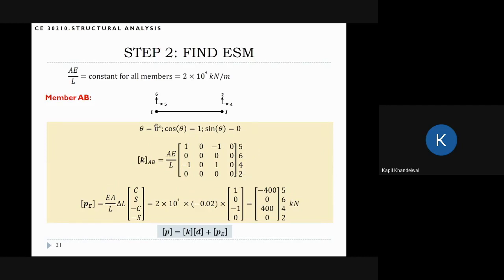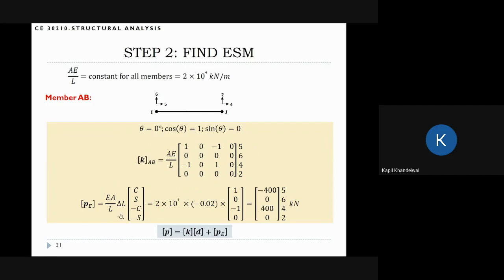So this is the stiffness matrix. And the labeling goes as UI, VI, UJ, VJ. UI is this, VI is this. So this is 5, 6, UJ, VJ, 4, 2. This is important. You have to get it right. 5, 6, 4, 2.